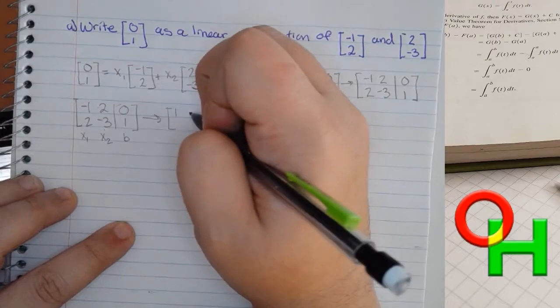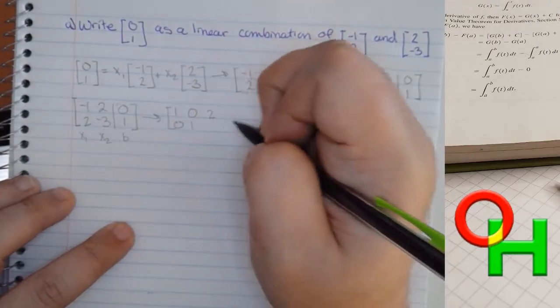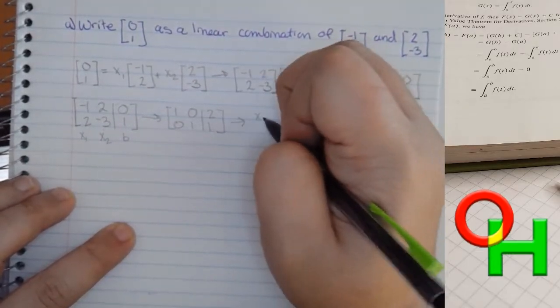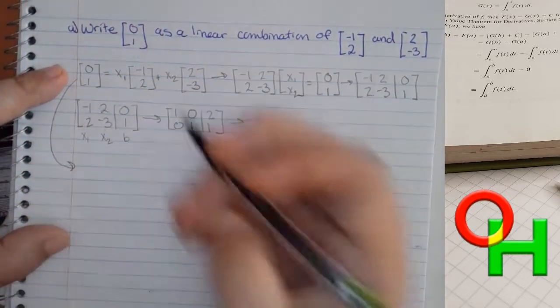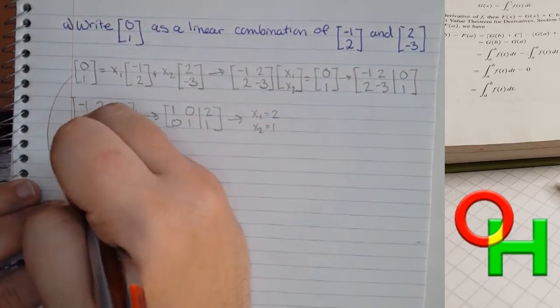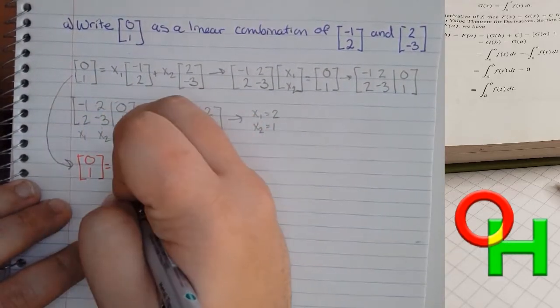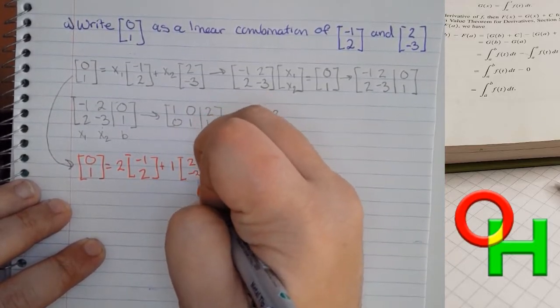So when we reduce this all the way down to reduced row echelon form, we get the following matrix. Therefore, x1 equals 2 and x2 equals 1. So I can basically circle that. Let me do it in red so we can see that that's our final answer.